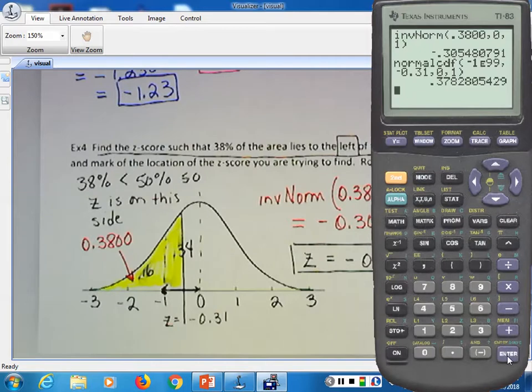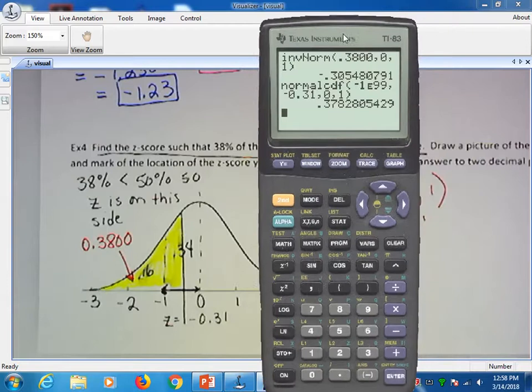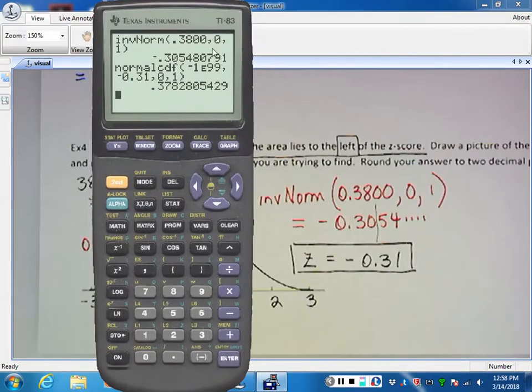Now why is it close to it and not exactly 0.38? Why is it not exactly what I thought it was supposed to be? Look at my z-score that I actually got. Look at what I used. I used a rounded answer, so it's going to give me back an area that's close, not perfect, because I rounded the answer.